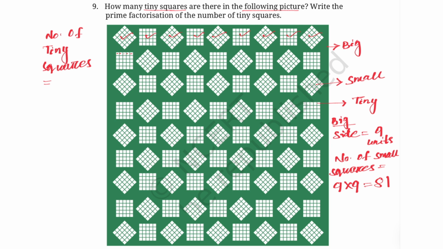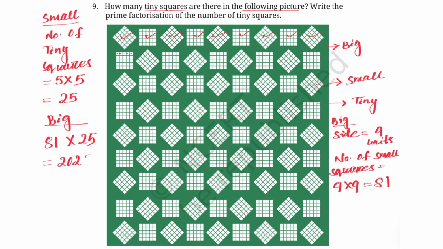Then you can see in each small square the side is 5 units. So 5 into 5, 25 tiny squares are there inside each small square. So in each small square there are 25 tiny squares. In the figure there are 81 small squares. So the total number of tiny squares in the figure is 81 into 25, which is equal to 2025. So our answer is 2025.